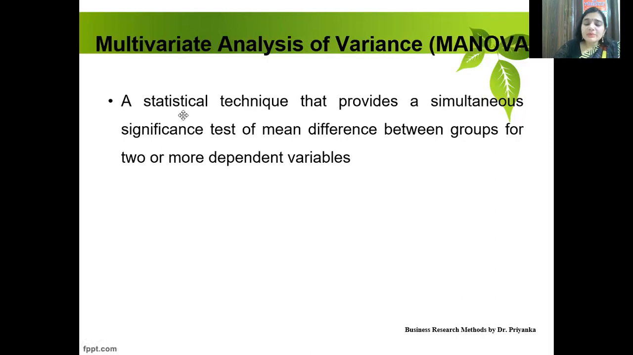Then multivariate analysis of variance, that is MANOVA, a statistical technique that provides a simultaneous significance test of mean difference between groups for two or more dependent variables. When you have just one variable and you are going to check two categories, you will be using t-test. When you have more than two categories, then you will be using ANOVA. When you have more than one dependent variable and n number of categories, you will be using MANOVA, right? All formulas would just alter a little bit, like in case of bivariate and multiple regression, other things would remain the same. That's it for multivariate analysis.